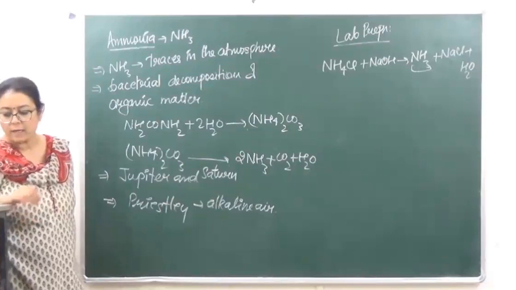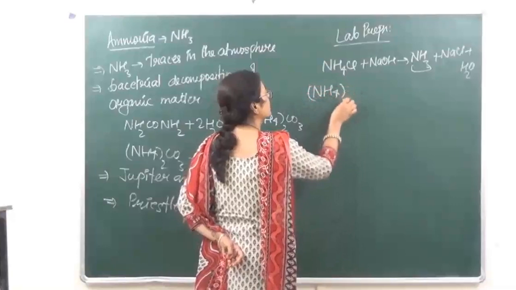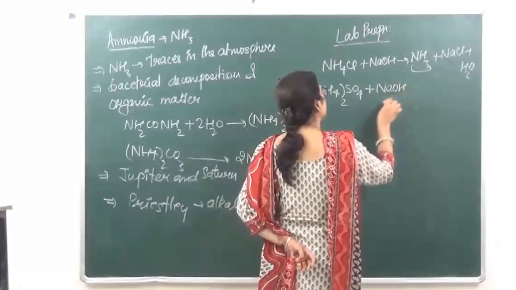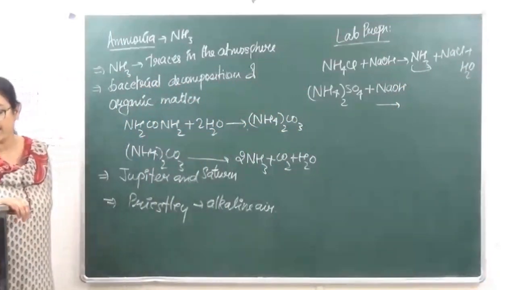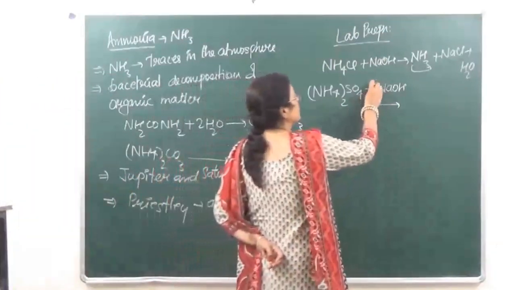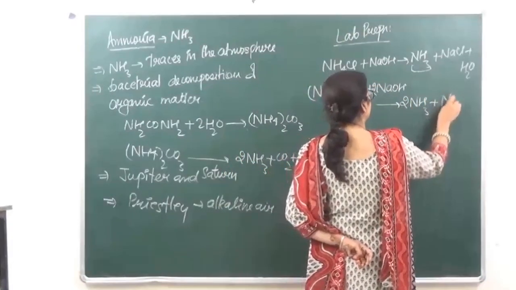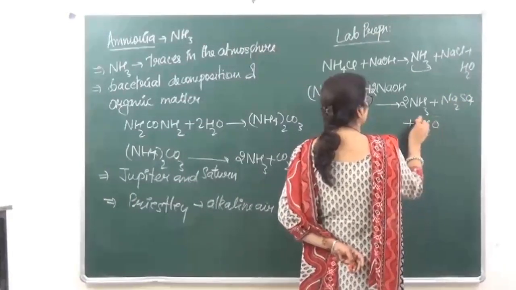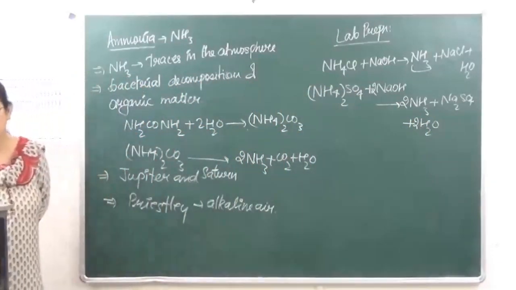We can also get ammonia by reacting ammonium sulfate with sodium hydroxide. Now in this case again we are going to get ammonia, and plus water. So these are the laboratory preparations.